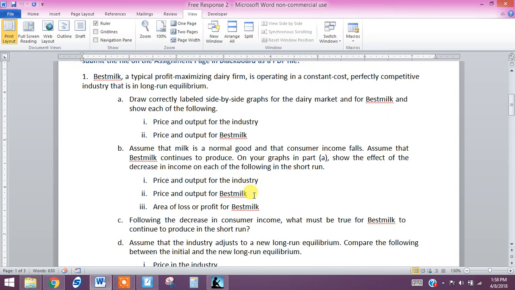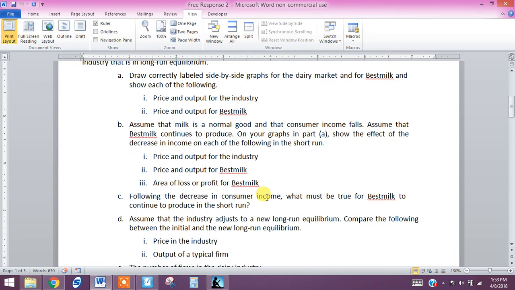So, assuming that Best Milk continues to produce, show the effect of the decrease in consumer income on both the price and the output for the industry, price and the output for Best Milk, the firm, and the area of loss or a profit for the firm.